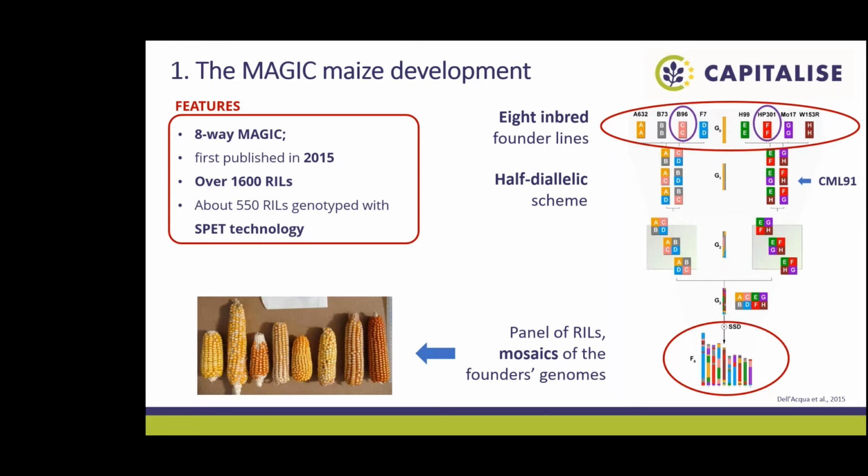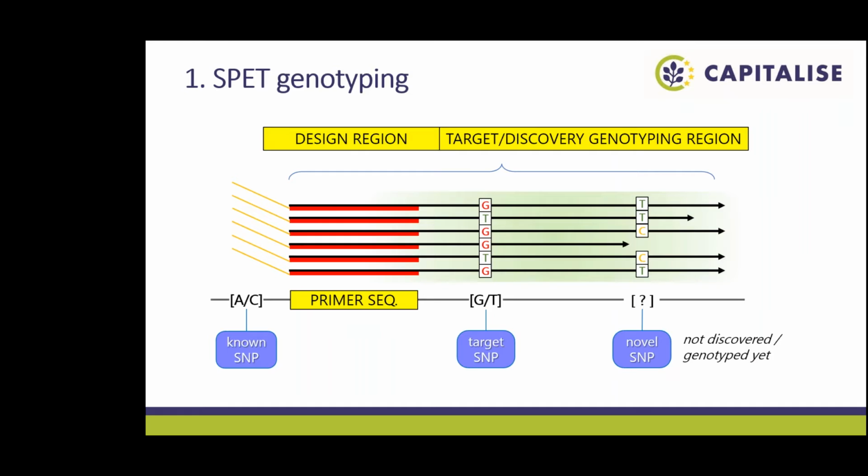So, what is single primer enrichment technology? The idea of the MAGIC is that for some of the 8 founders, like B73, Mo17, and F7, we have a lot of information. We have reference genomes for this population, so we can derive information to set up ad hoc genotyping.